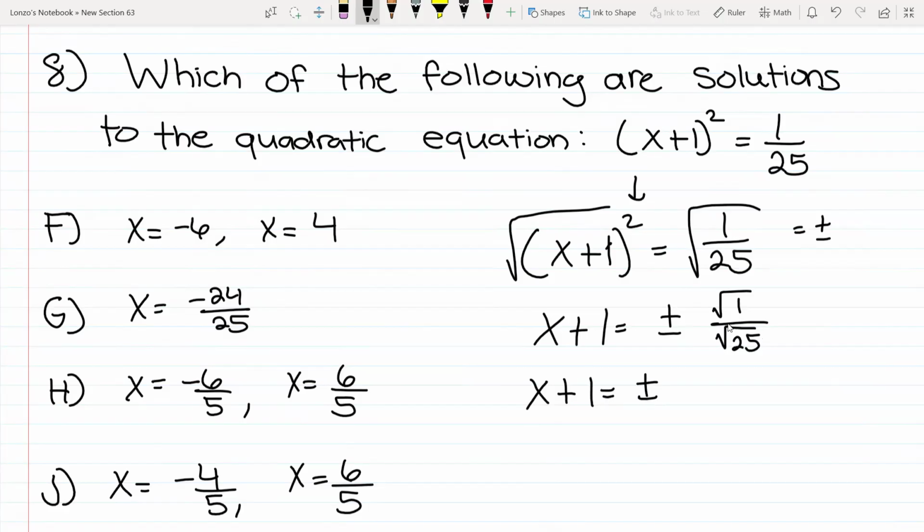Now, luckily, they're all perfect squares. So what is the square root of 1? 1. What is the square root of 25? 5. They're all perfect. And then we have two roots, so it's going to be a positive 1/5 and a negative 1/5. Okay, then what we're going to do is solve for x by subtracting 1 from both sides. So remember, we have two solutions. We have a positive and a negative. So one of my solutions would be positive 1/5 minus 1. And then the other solution would be negative 1/5 minus 1.